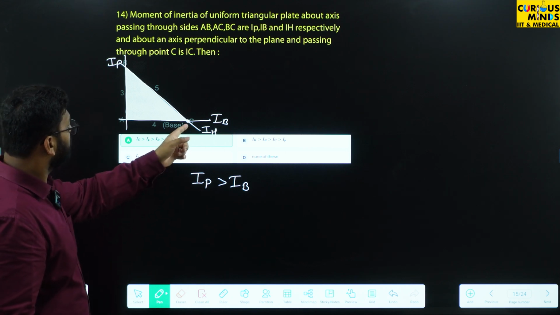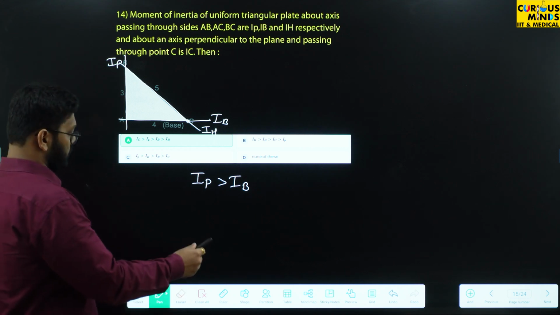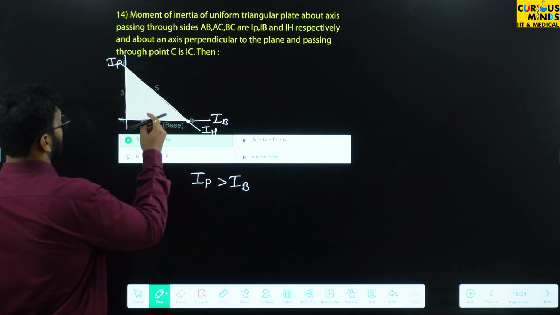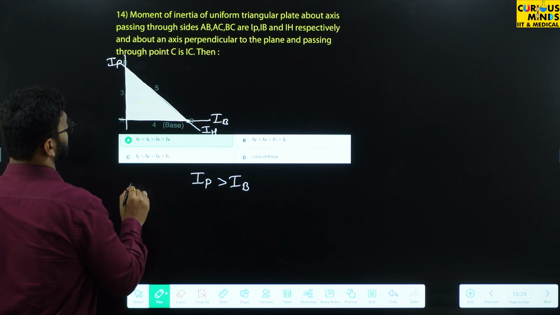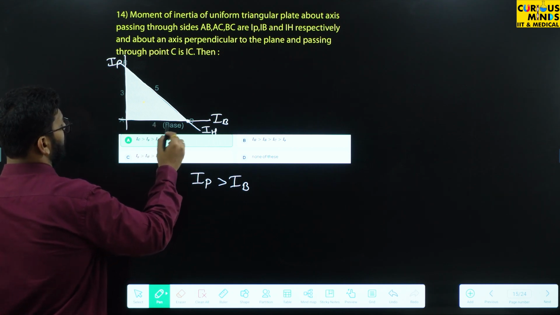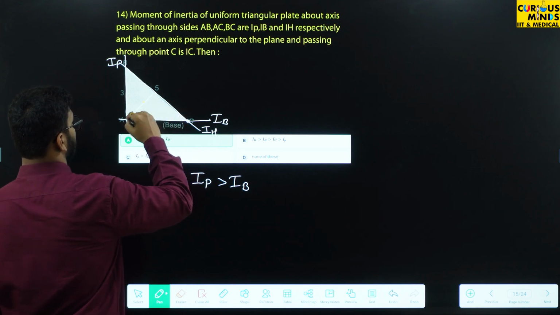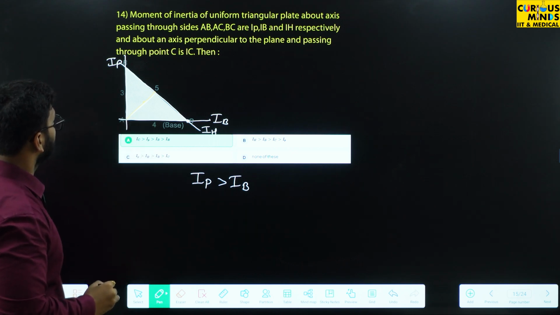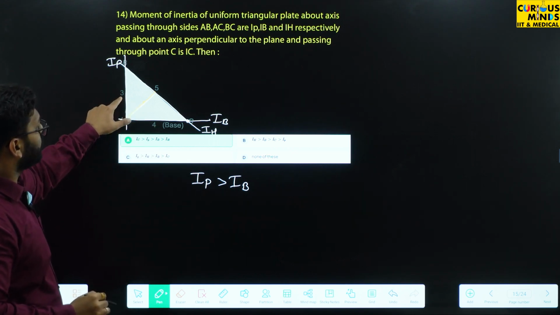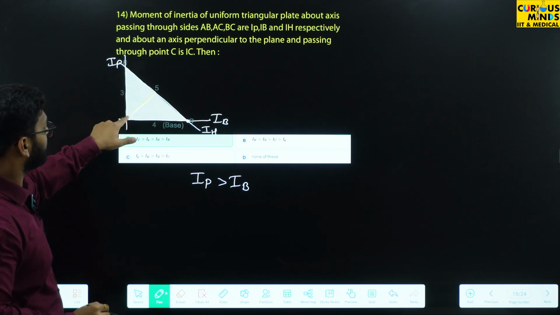Now let's look at IH. How will you find IH? We don't need the center of mass. Let's find this distance. This is the farthest distance, and because this is the hypotenuse side, the farthest distance is less than 3.